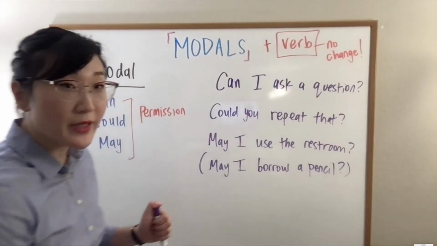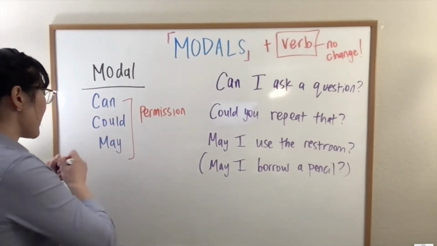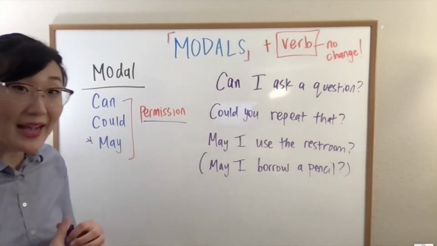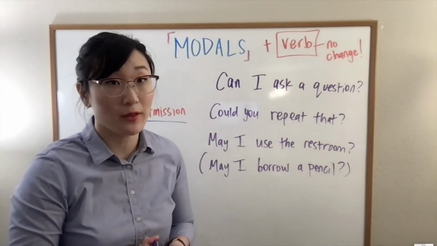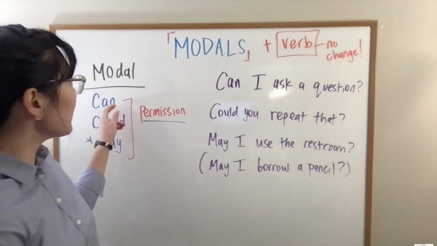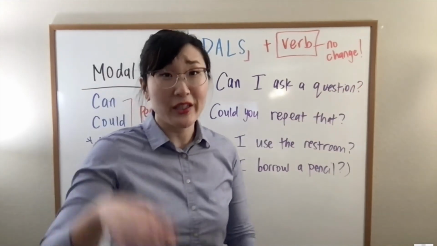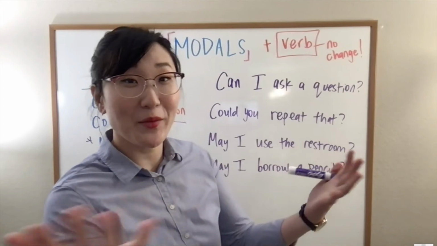Now we're going to look at these examples again, can, could, and now we're going to add may. This is to ask for permission. That means you are asking for something. You want something. So you are asking someone. In this case, can I ask a question? Teacher, can I ask a question? Oh, yes, you can. Ask away.